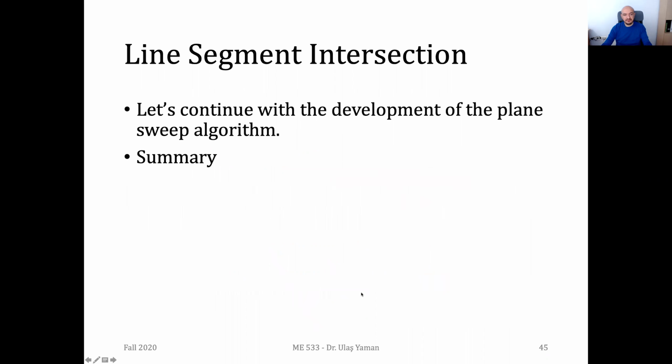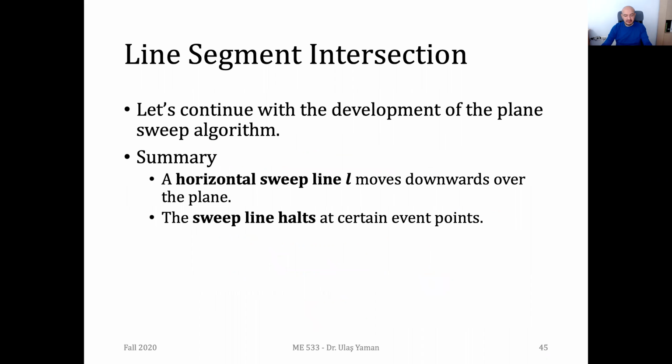Okay, let's continue. I think we were somewhere around here. Let's summarize the algorithm up to now. We have a horizontal sweep line. This is going downward all the way. It stops at some event points. What are these event points? They might be the upper end point and the lower end point. These are the event points. And additionally, the third event point is the intersection, since at these points we need to do some computation. These are special points.